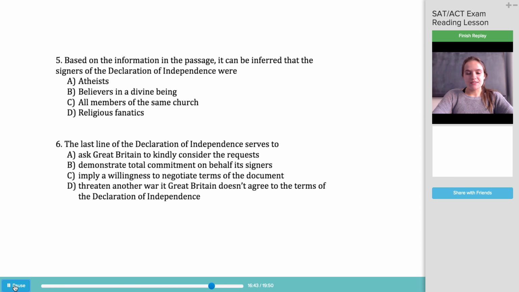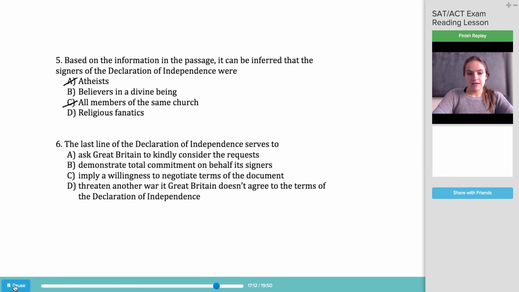So as we just looked into the passage, they mention God and they mention creator. So we know right away it's very unlikely that the signers were atheists, meaning they don't believe in God. The believers in a divine being, that would match up with their use of the terms God and creator. So they definitely believe in some divine being. All members of the same church. We can't infer that. We do not know exactly which church all these signers belong to. So that's unlikely to be the correct answer.